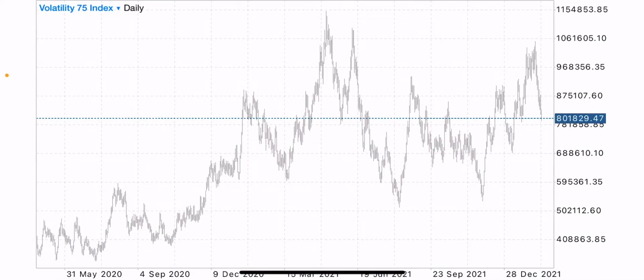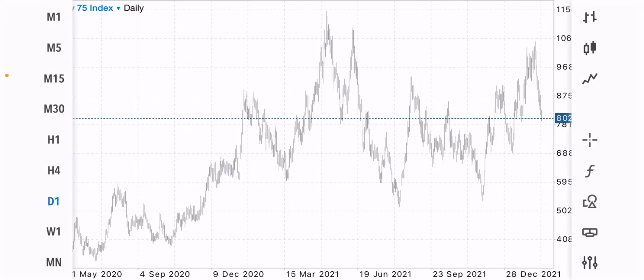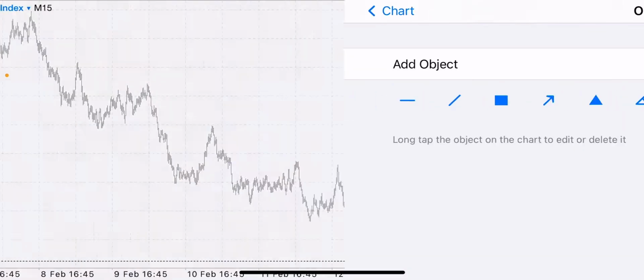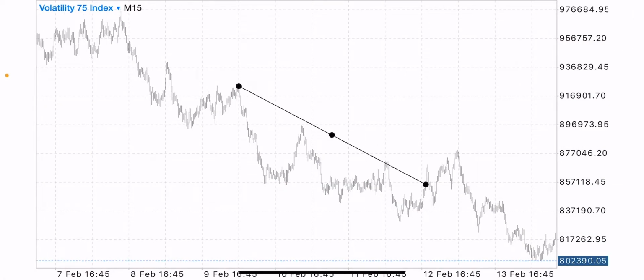We know that generally this market is in a downtrend. Still, I'll tell you how to spot a downtrend market and an uptrend market. So let's talk about how to identify a trend, which is key.